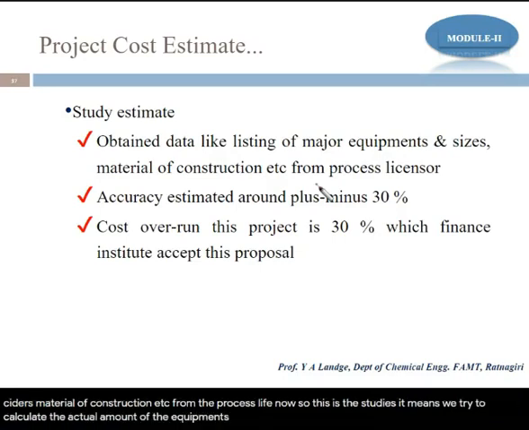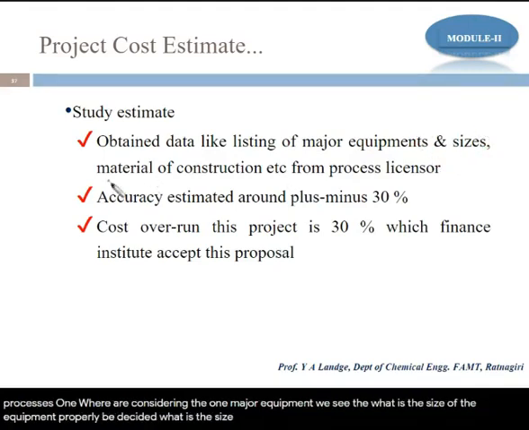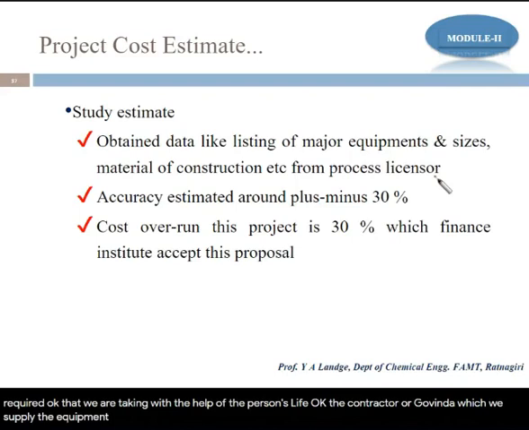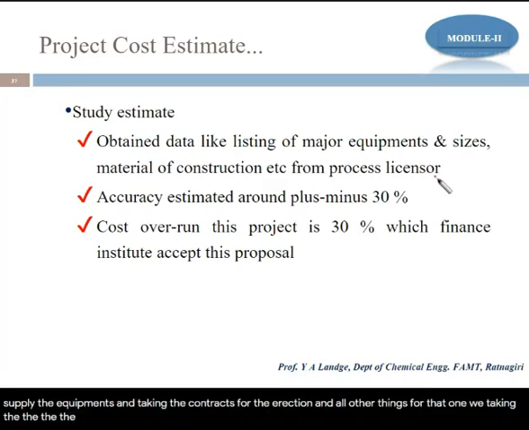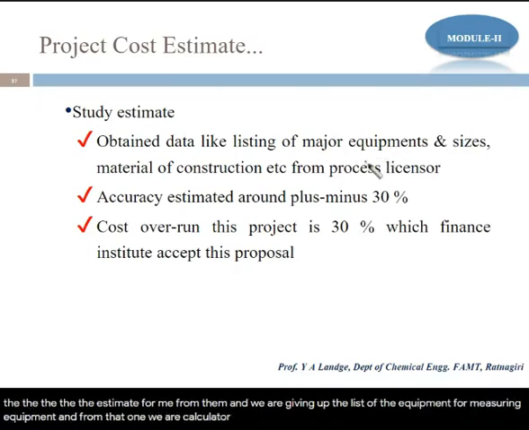the equipment, but we are not considering the small equipment and the processes. We are considering the major equipment. We see what is the size of the equipment. Roughly we decide what the size is and how much material of construction is required, and we take that with the help of the process licensor, the contractor or the vendor who supplies the equipment and takes the contracts for the erection and all other things. For that we take the estimate from them, and we give the list of the major equipment, and from that we calculate what is the amount required for a project.